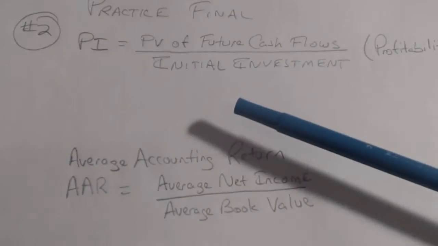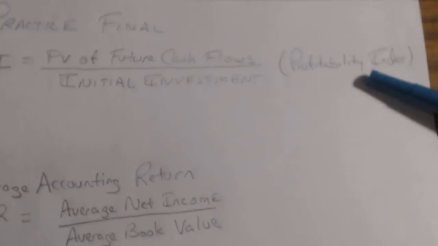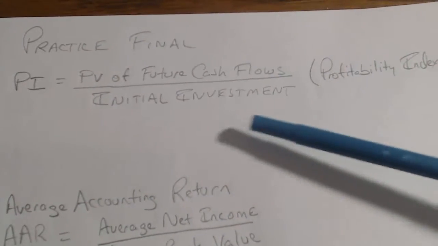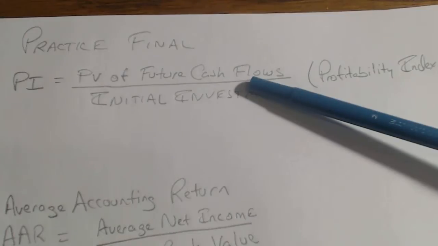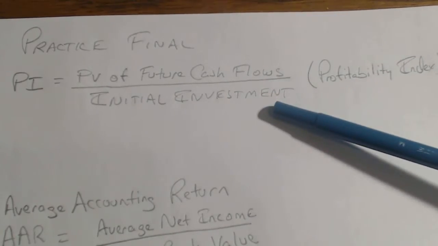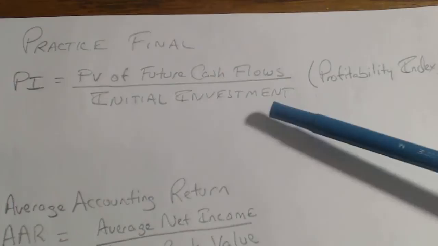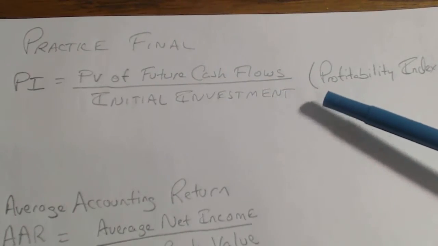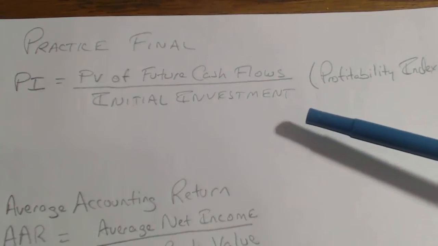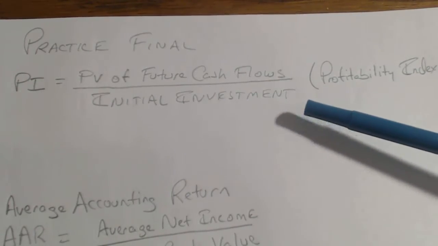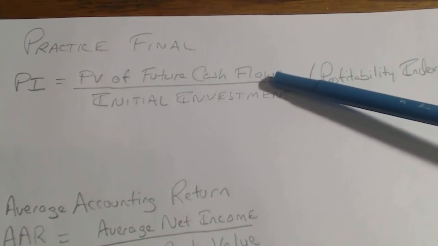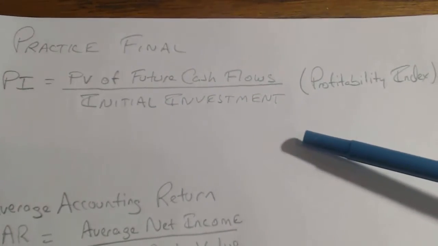Well, the PI, if you remember, is the profitability index. And the profitability index is just basically the present value of future cash flows over the initial investment. Remember, net present value is the present value of future cash flows minus the initial investment. If it's positive, then it's an acceptable project. If it's negative, then it's not. This is a little bit different because it's the present value of future cash flows divided by the initial investment.